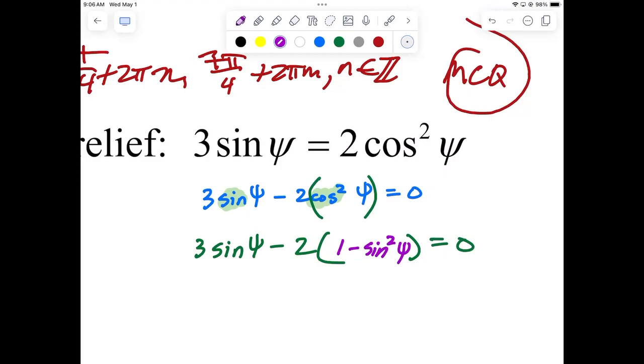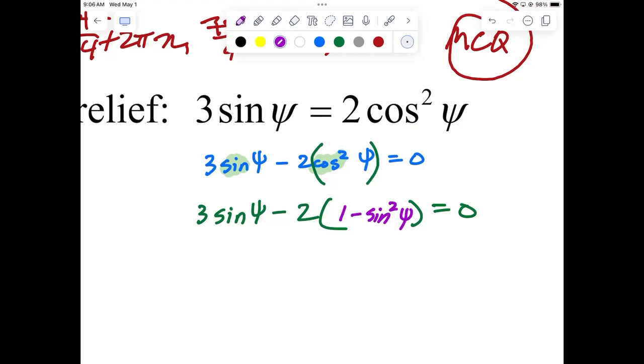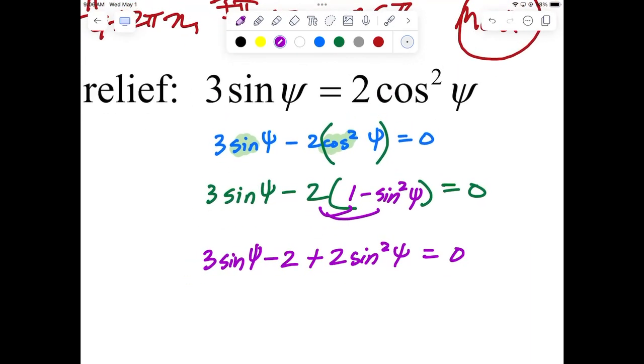That's the power of the PIDs. All right. Now, I'm not sure if this is going to bear any fruit, but at least it gives me something to do. I can distribute now, and I get minus 2 plus 2 sine squared of psi. Now it should start looking a little bit familiar to you.